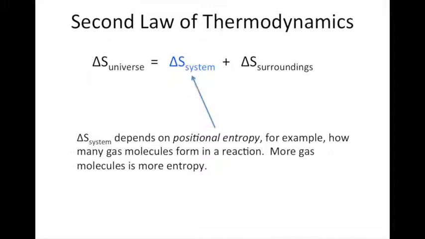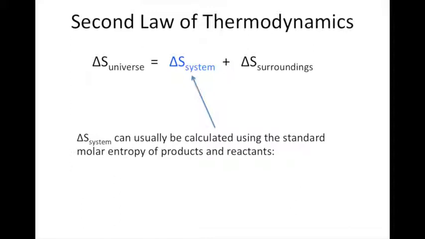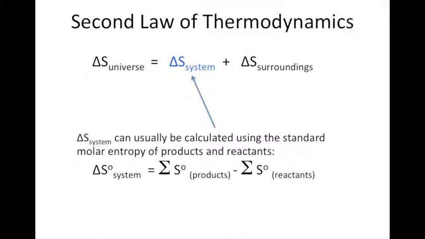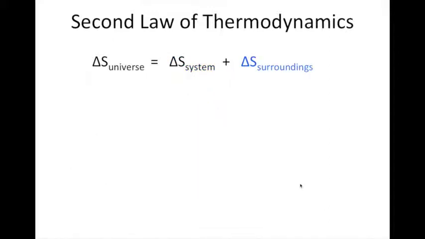If you have a phase change in the system, where you go from gas to a liquid, then the change in entropy of the system would decrease. So we've studied the change in entropy of the system, and we know how to calculate it using this formula. The change in entropy of the system is equal to the sum of the entropies of the products minus those of the reactants. However, we really haven't talked too much about the change in entropy of the surroundings.